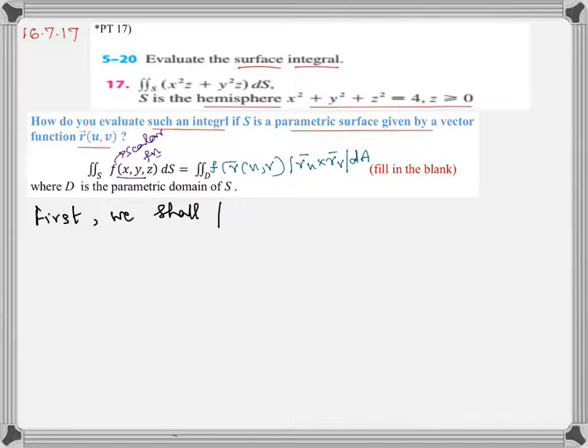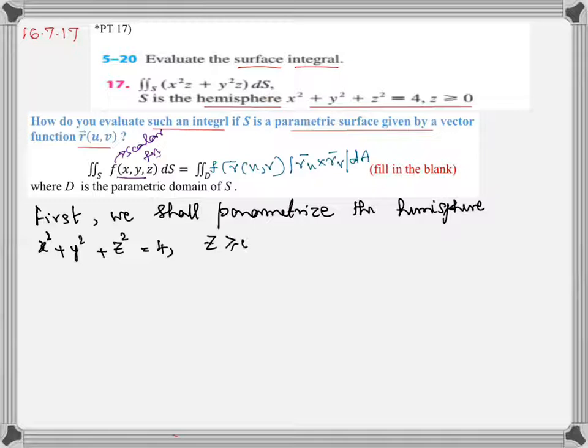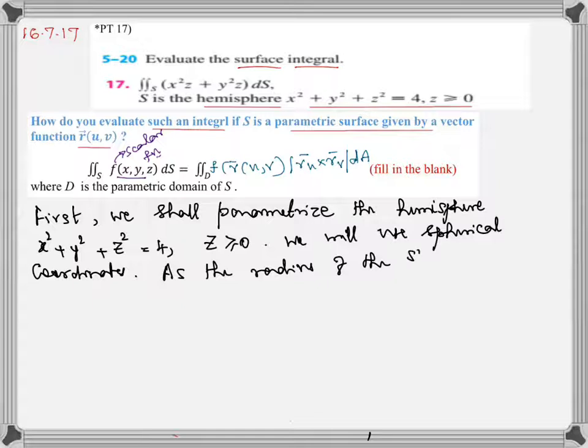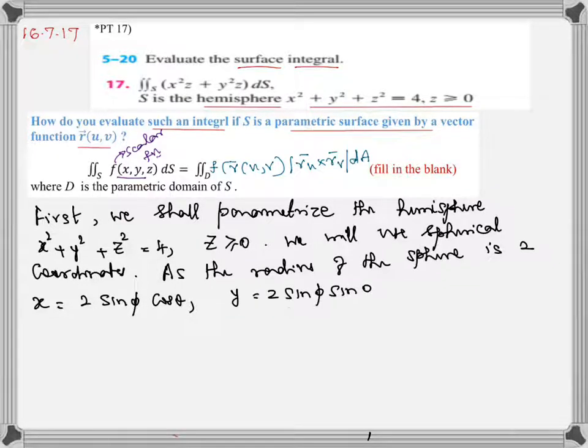So first, in this case, we shall parameterize the given surface. Because it's a sphere, it makes sense to parameterize it using spherical coordinates. So x squared plus y squared plus z squared equals 4, and z is greater than or equal to 0. We will use spherical coordinates, and as the radius of the sphere is 2, rho will be 2. So x equals 2 sine phi cosine theta, y equals 2 sine phi sine theta, and z equals 2 cosine phi.